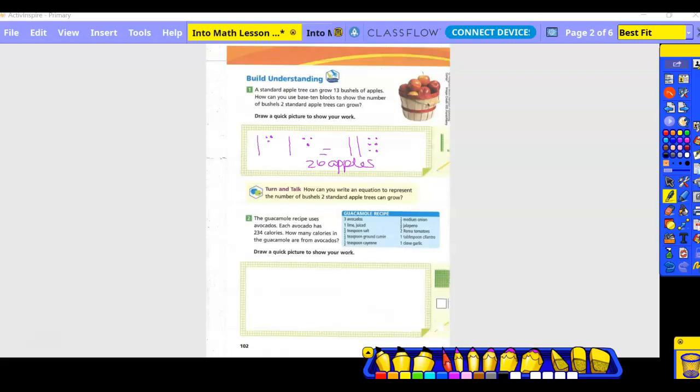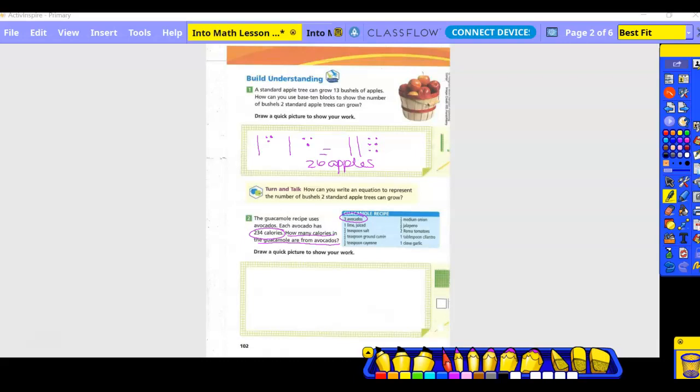Number two, the guacamole recipe uses avocados. Each avocado has 234 calories. How many calories in the guacamole are from the avocados? Okay, so how many avocados are there in this recipe? 3, right? And each avocado is 234 calories. So we're looking for how many calories in the guacamole are from the avocados. So if we use base 10 blocks, we're going to have to represent this 234 three times.